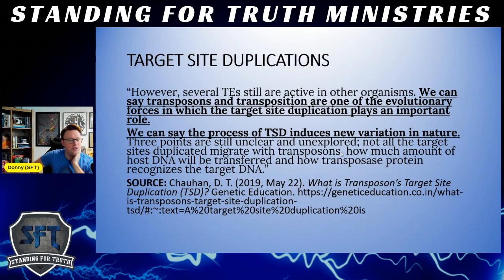Target site duplications, as these evolutionists point to with these ERVs. However, several TEs, transposable elements, still are active in other organisms. We can say transposons and transposition are one of the evolutionary forces, of course, I got to throw that in there, in which the target site duplication plays an important role. Notice this, we can say the process of target site duplication induces what? New variation in nature. Exactly.